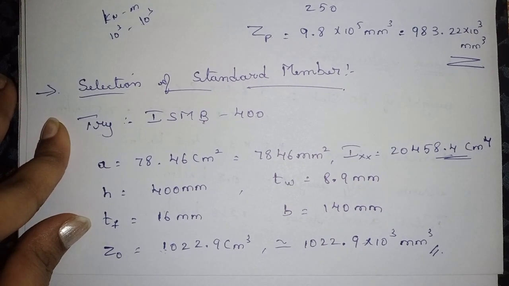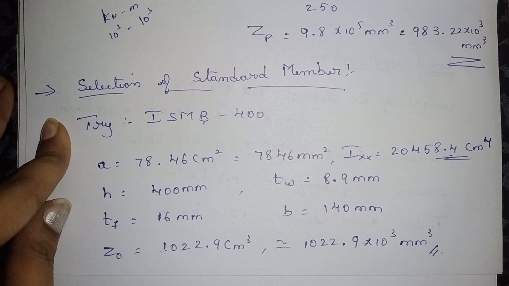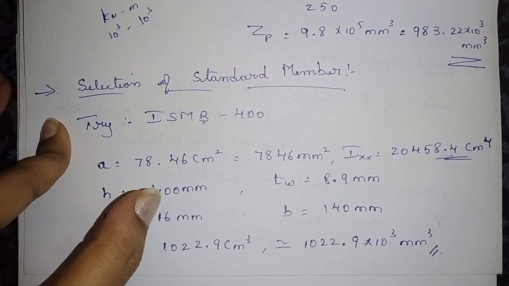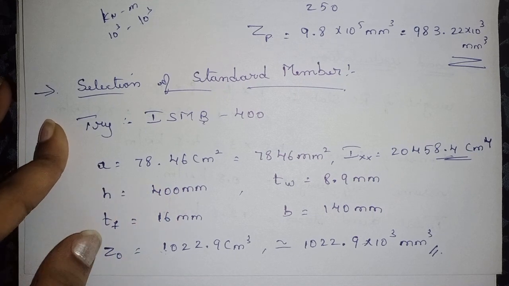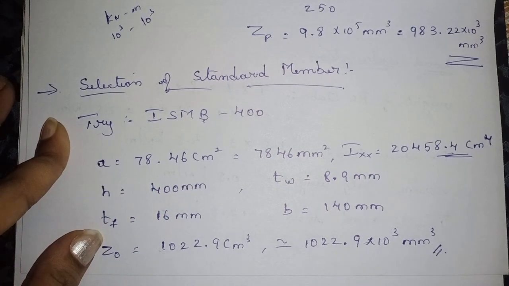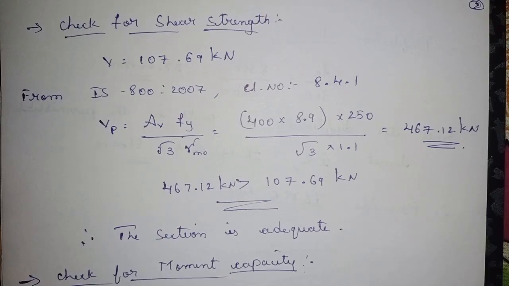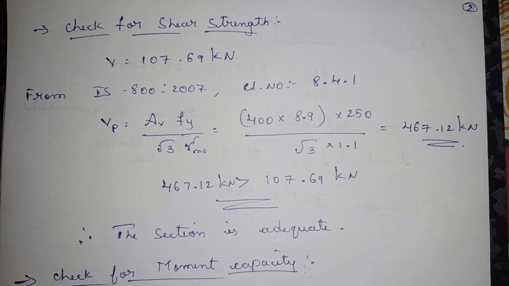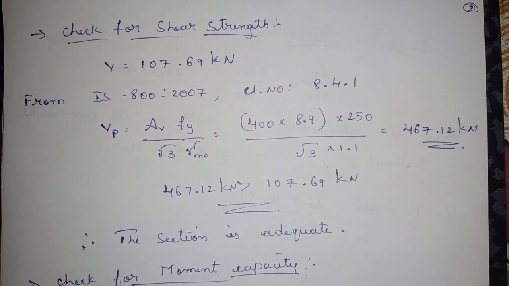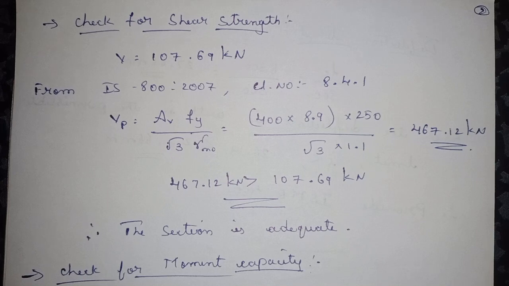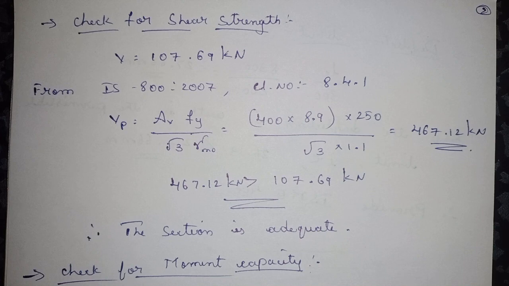In that you need to write all the values. Now I am trying with ISMB 400: area, height, thickness of the flange, thickness of the web, breadth, and Z. All that you write down from the steel table. Got it? See, now we have designed it. For the particular loading, we need to provide ISMB 400. Whether our section is safe or not, that you need to check, right? So here you need to check for deflection, shear and moment.